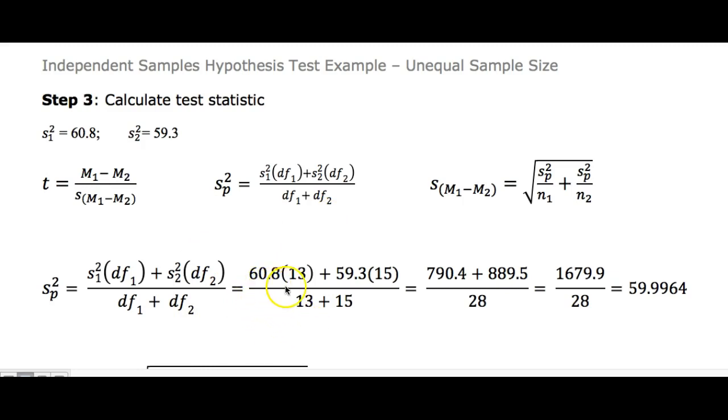So I've taken 60.8 times 13 plus 59.3 times 15, divided by 13 plus 15. That gives us 790.4 plus 889.5, divided by 28, which gives us 1679.9 divided by 28, and that gives us a pooled variance of 59.9964. Now we can calculate estimated standard error.